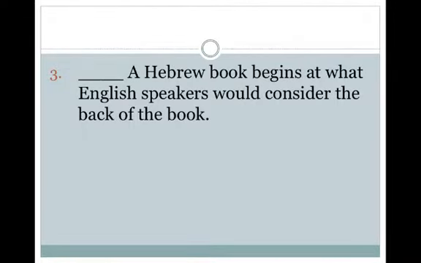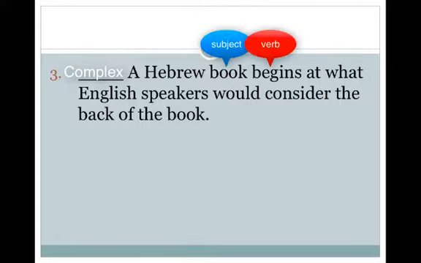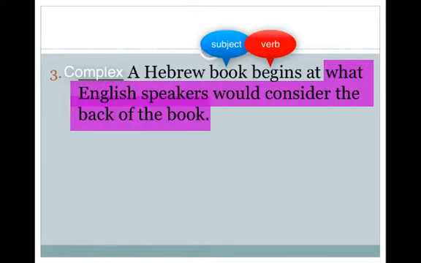Number 3, a Hebrew book begins at what English speakers would consider the back of the book. This is a complex sentence. It's got one independent clause with a subject and verb, book begins, and then it's got a noun clause, what English speakers would consider the back of the book, that functions as the object of the preposition, at.